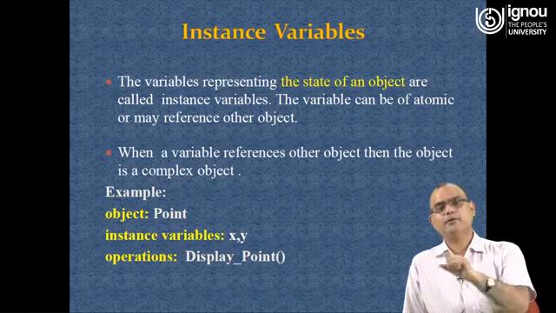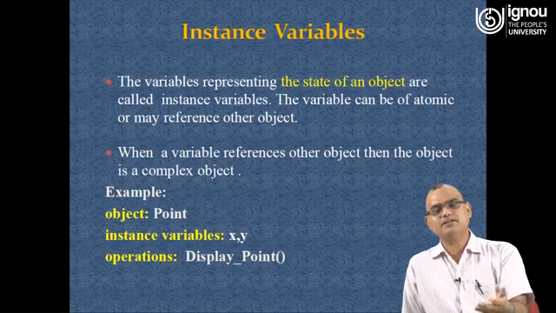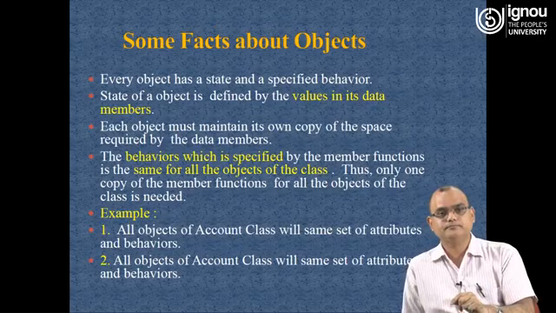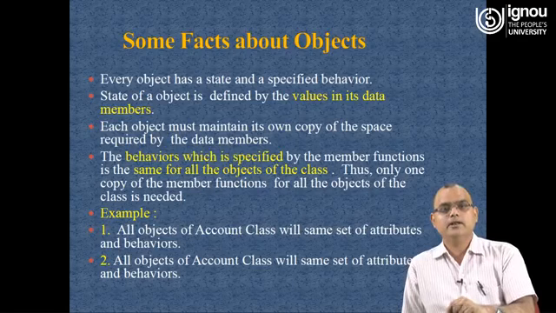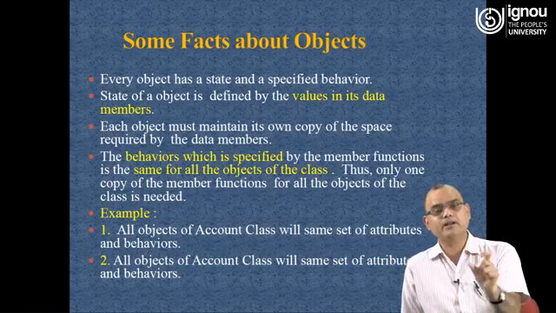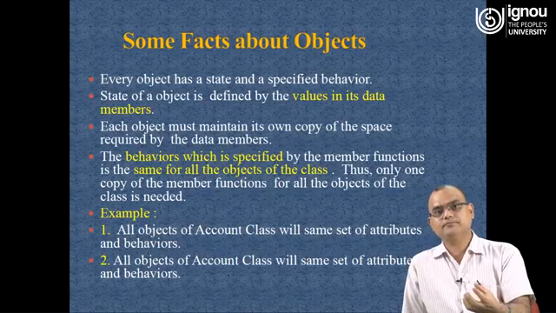Once we perform different operations in our programming exercises, our objects definitely change their states, and in that way contribute to getting the solution. So, every object has a state and a specific behavior. The state of the object is defined by the values in its data members. Whatever values are there, on the basis of that, at a specific moment of time, the state of the object is defined.